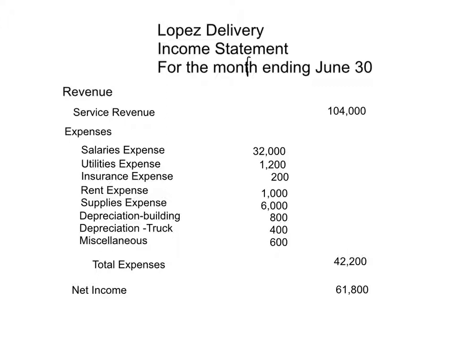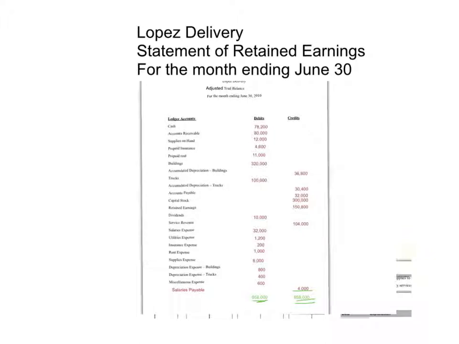Now we'll move to the statement of retained earnings. To begin with, when you look back at the adjusted trial balance, you can see that we have retained earnings here of $150,800. Now that's the retained earnings at the beginning of June. We haven't increased it by the net income, and that's what we're going to do now. And we reduce it by the dividends.